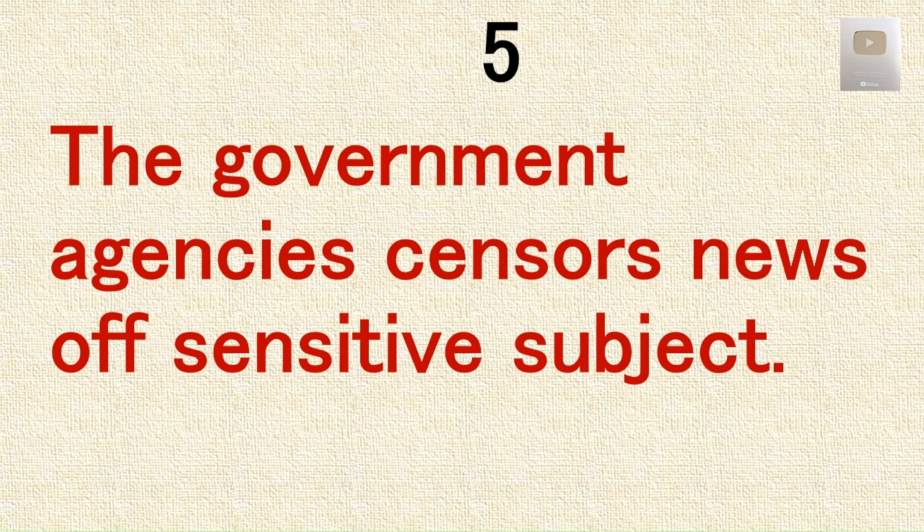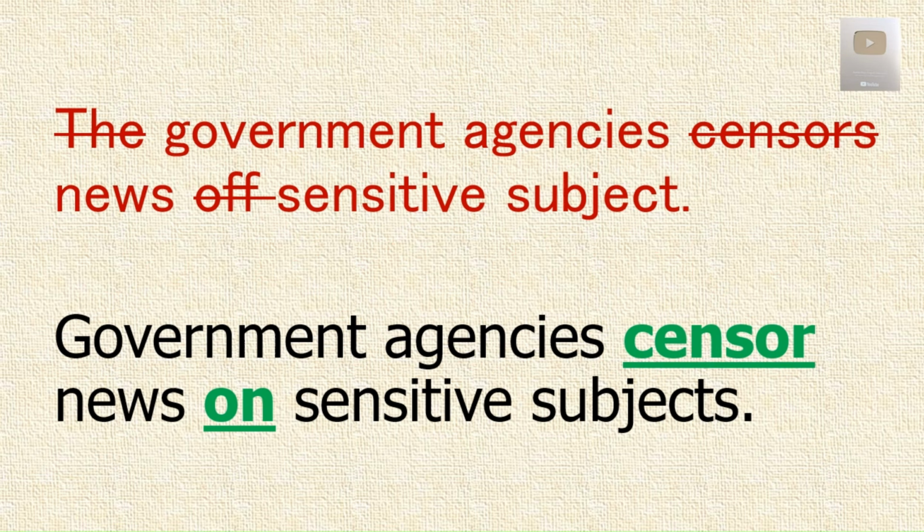You need to find them and correct them. Government agencies does not require an article because we are talking not about one government agency but about all of them. Therefore, it is only government agencies without the article the. Then since it is plural, we cannot say censors. We have to say censor. Censor is to not allow, to check and see what can be allowed to the public and what cannot be allowed. That is what censor means.